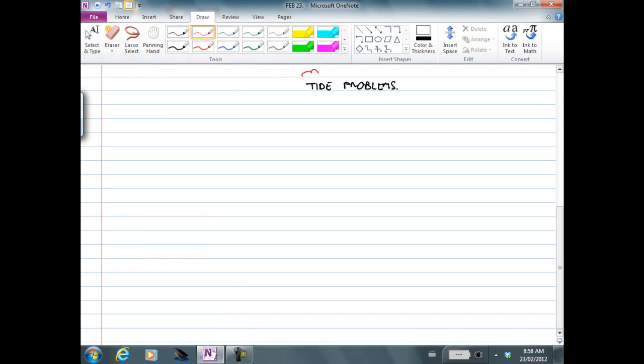This is the most challenging type of word problem. And the reason it's challenging is because a lot of students don't know how to work with this. And the key behind working with tide problems is this: put a star beside a star. Your time must, there's no exceptions to this rule whatsoever, be in a 24-hour system.